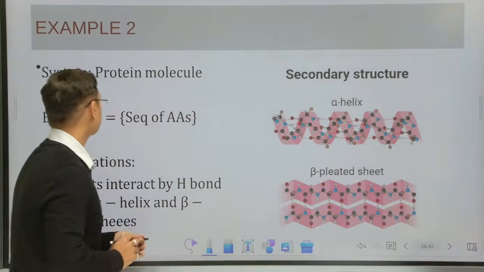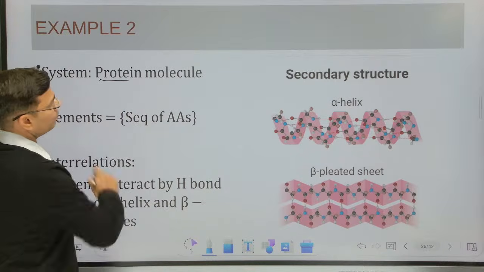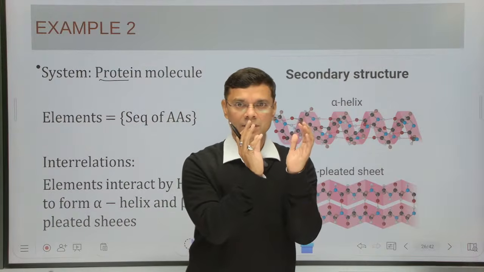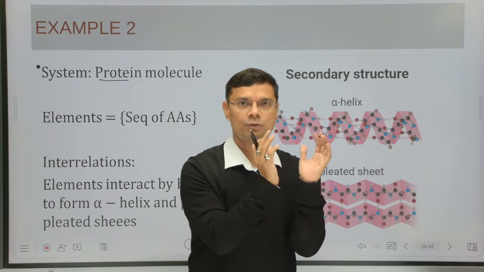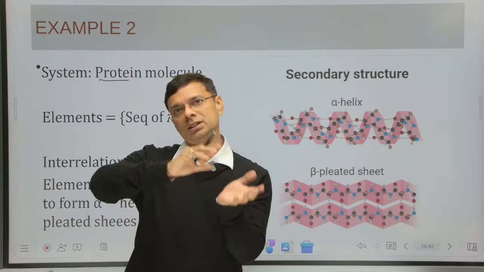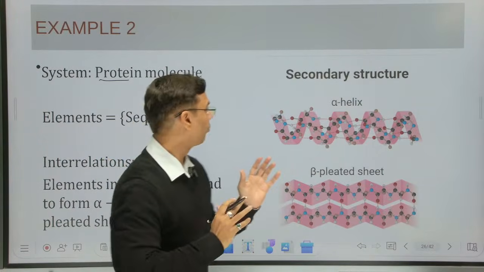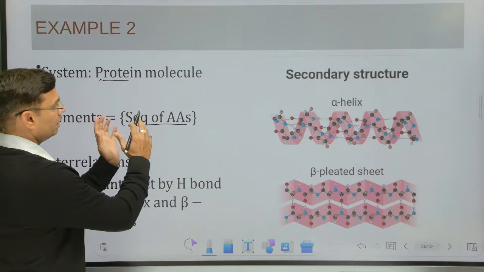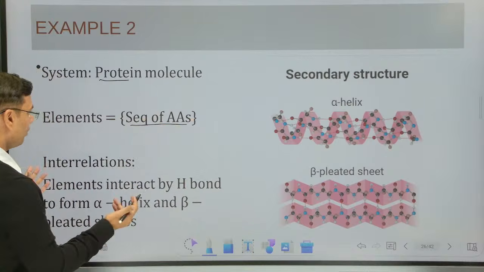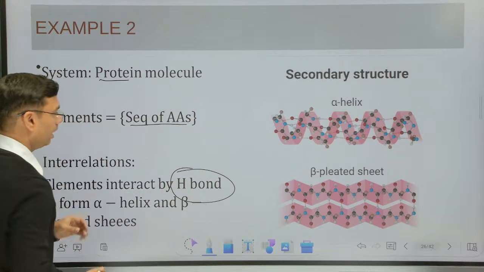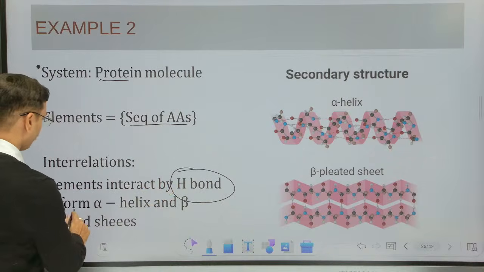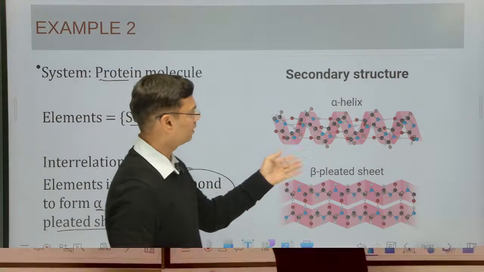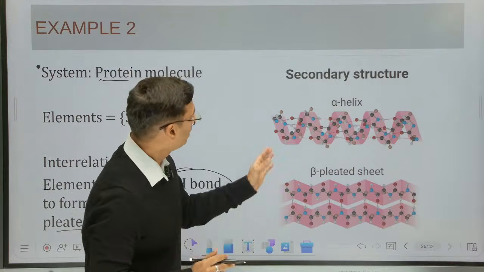Now what is happening? Again, same protein molecule. Now in the chain of amino acids, a few amino acids, chunks of amino acids, interact with another chunk of amino acids. Okay, and what they are forming, a sequence of amino acids means chunks. One chunk is interacting with another chunk. What type of interaction? Let's say hydrogen bond. And what are they forming? They are forming the alpha helix or beta sheets or many other structures like that.